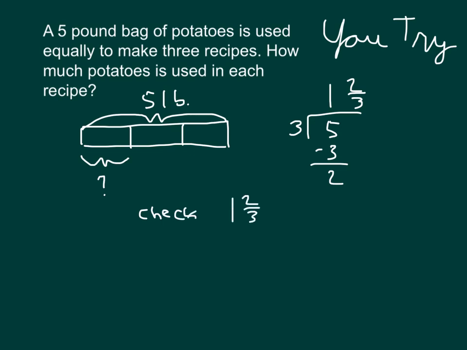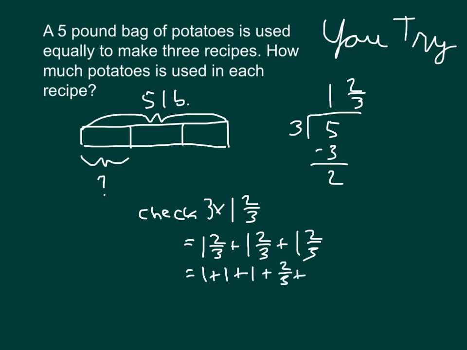So that'd be 3 times 1 and 2 thirds. Expressing that as repeated addition, that would be 1 and 2 thirds, plus 1 and 2 thirds, plus 1 and 2 thirds. Grouping our whole numbers, that's 1 plus 1 plus 1, plus 2 thirds plus 2 thirds plus 2 thirds. 1 plus 1 plus 1 is 3. 2 thirds plus 2 thirds plus 2 thirds is 6 thirds, which is also equal to 2. And 3 plus 2 does equal our 5 original pounds.